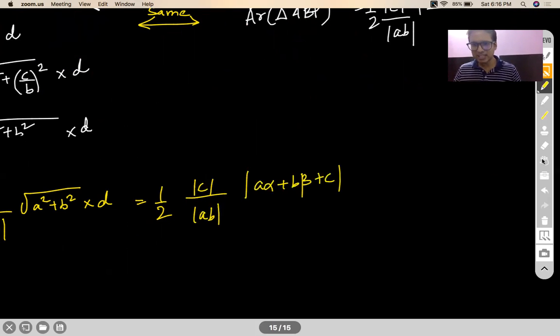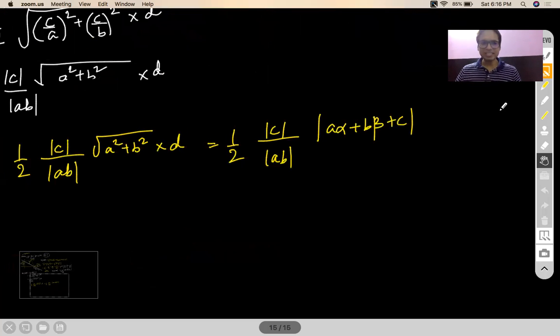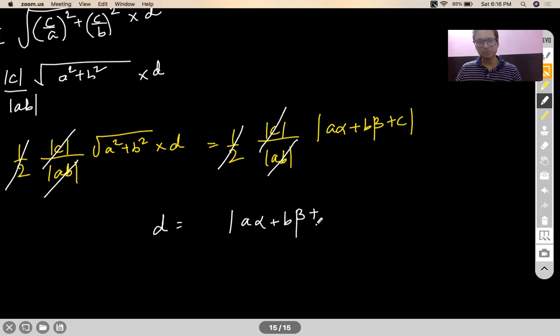This is what I had, correct? Yeah, this is what I had, okay? And start finding D from here. You would realize half goes off, mod c, mod c, mod ab, mod ab cancel. So your D can be easily found out by use of this formula. So this will give you your D.